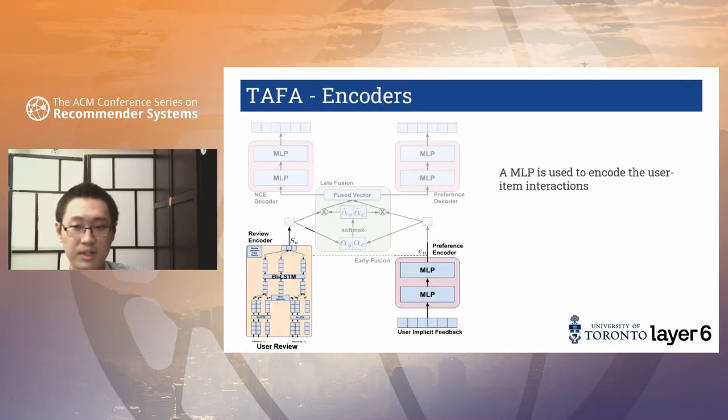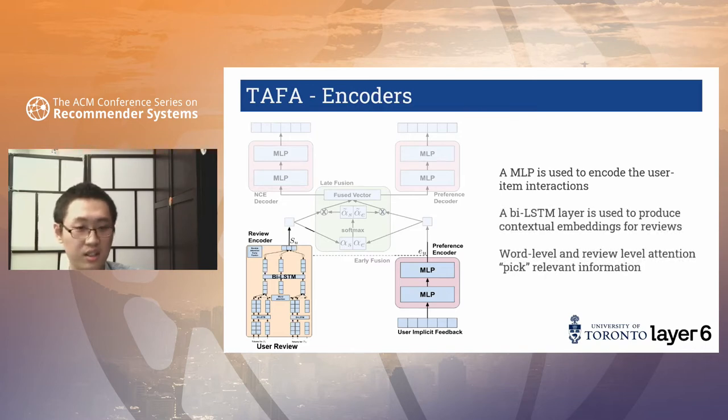Similar to the encoder part of an autoencoder, our preference encoder is a multi-layer perceptron that's used to encode the user item interactions. For the review encoder, a bidirectional LSTM layer is used to produce contextual embeddings for reviews. We apply attention mechanism on both word level as well as on review level to pick relevant information both within reviews and between reviews in the review encoder.